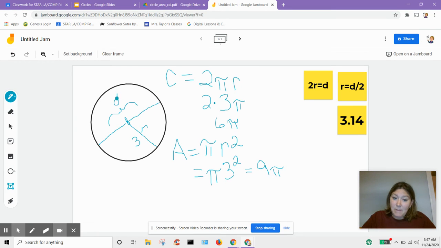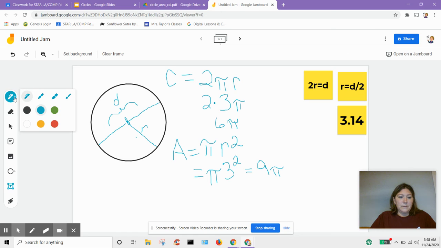Just remember that they may give you the diameter instead of the radius. If they say, oh, nope, sorry, we don't know what the radius is, but the diameter is, let's say, the diameter is 6. Find the circumference and find the area.